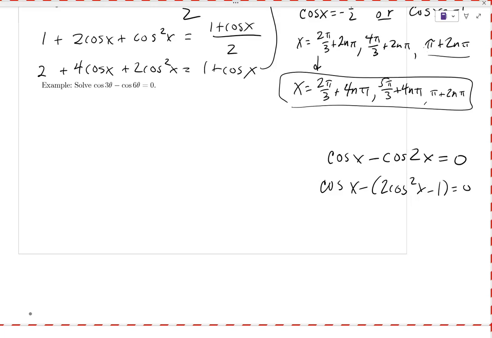Why did I say let's first look at cosine x and cosine 2x? What do you notice about the arguments in those two functions that I have written up there? The original problem. What do I notice? Yeah, this one's double that one, right? The 6 theta is double the 3 theta. So how can you rewrite the cosine 6 theta so that my arguments match?